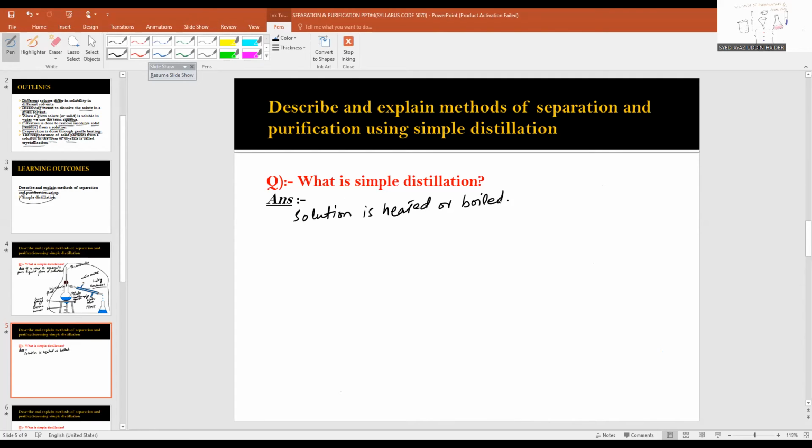Vapor reaches the condenser, which helps in the condensation. Then we have condensation of vapors. The condenser helps in the condensation of vapors. The condensed vapors, which are now called distillate, are collected in the flask just below the condenser.